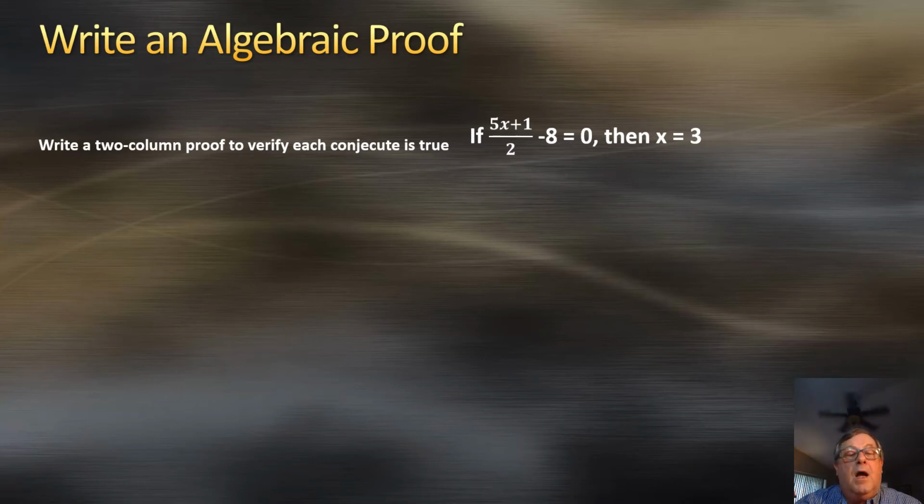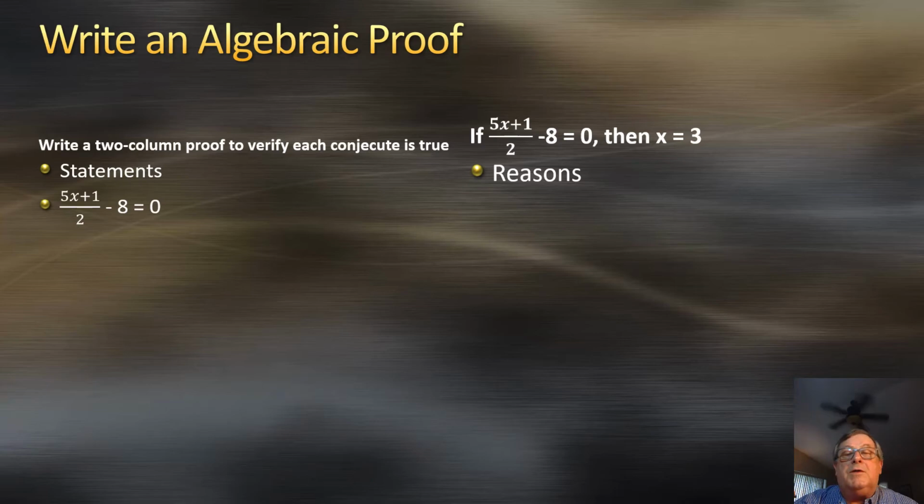But, hey, who cares? All right, so we start off with: if (5x + 1)/2 - 8 = 0, and that's our given statement, then x = 3, and that's what we're setting out to prove. So we start with our statements and our reasons. There's our two columns. And we always want to start by writing our given down. So here we have (5x + 1)/2 - 8 = 0. And our reason for that is, well, that's what was given.